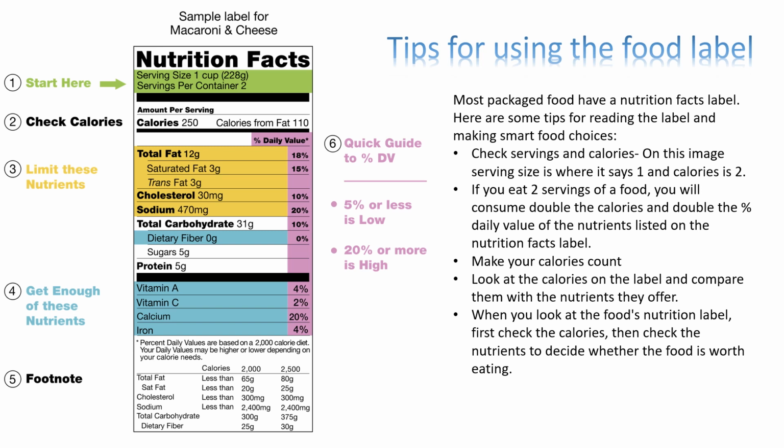So this is a sample label for macaroni and cheese. So most packaged food have a nutrition facts label. Here are some tips for reading the label and making smart food choices. So check servings and calories. On this image, serving size is where it says 1 and the calories is 2. If you eat 2 servings of a food, you will consume double the calories and double the percentage of daily value of the nutrients listed on the nutrition facts label.